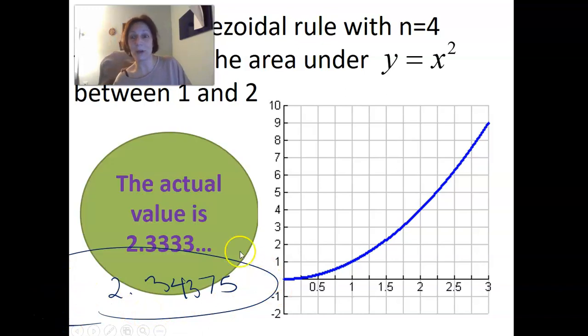And since I did a spoiler earlier, we know that the actual value is 2.3 repeating. So that's the actual real area under that curve. With only 4 trapezoids, we got 2.343. That's not too shabby. We were accurate to within a tenth. And darn close to being accurate to within the thousandth. With only 4 intervals. Okay. So trapezoidal is a pretty darn good approximation method.